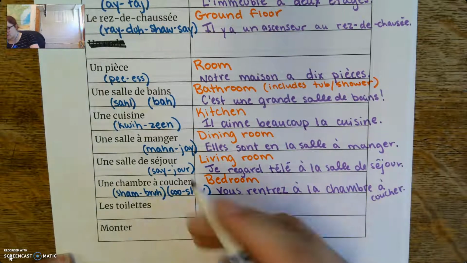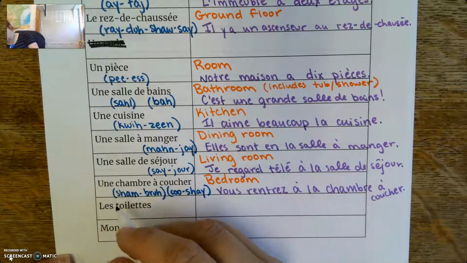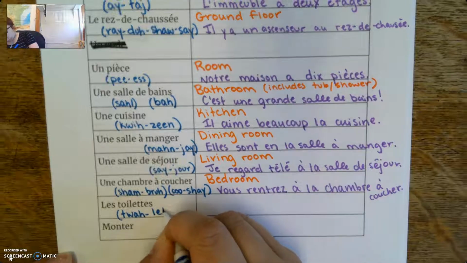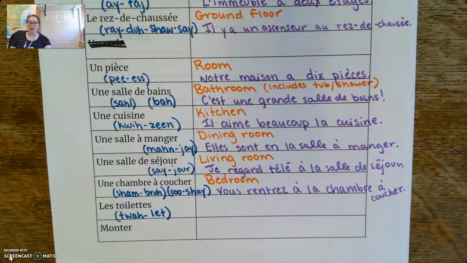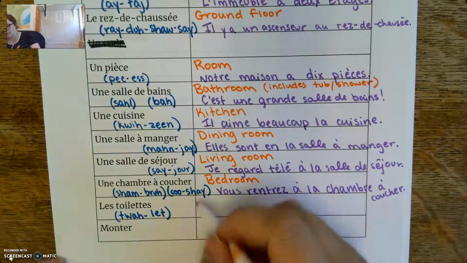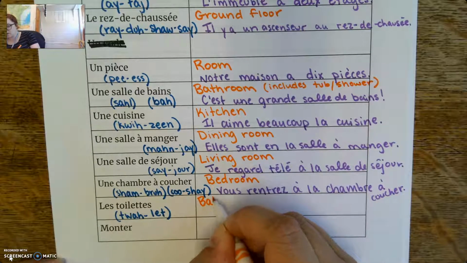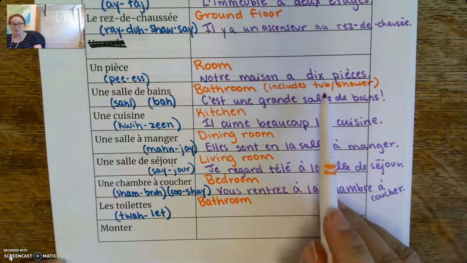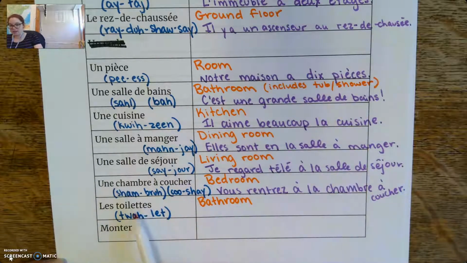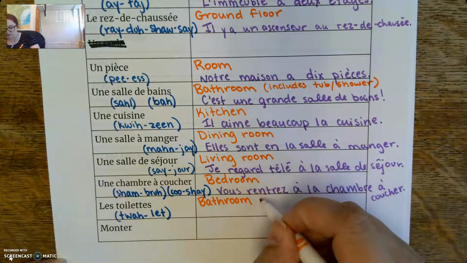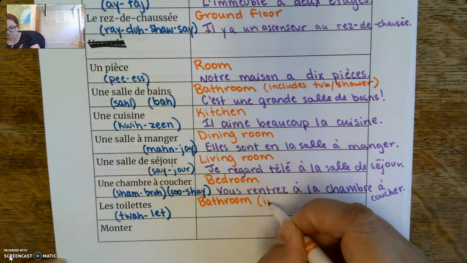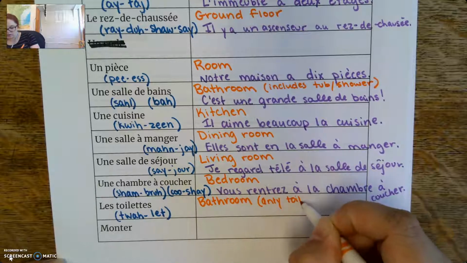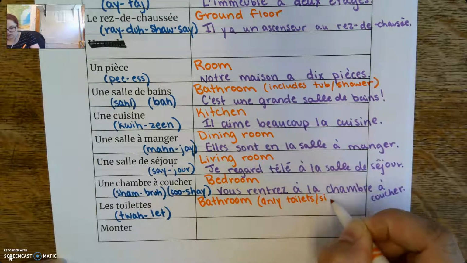So our next thing is les toilettes. Toilette. And this should look really familiar and it's going to help you because this is also what we would call in English, we would call this a bathroom. But this isn't a place with a tub or shower, you guessed it. It tends to only have a toilet. So this isn't only toilets and sinks.